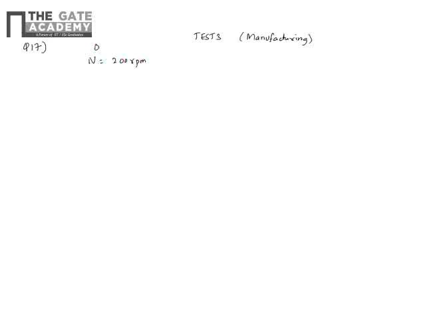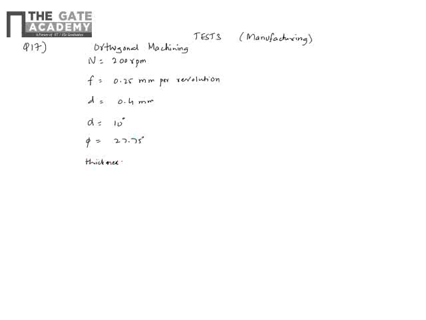rpm. So remember the orthogonal machining. The speed of the spindle is 200 rpm. The actual feed is 0.25 mm per revolution. Then you have the depth of the cut 0.4 mm. Then the rake angle is 10 degrees. The shear angle in the analysis is phi, which is 27.7. And what is asked is the thickness of the chip produced.